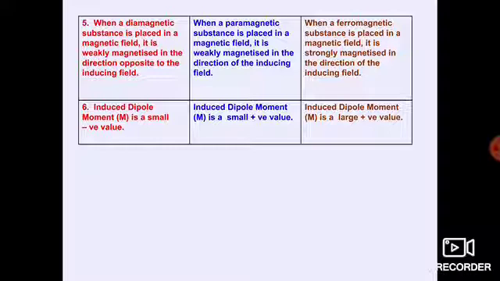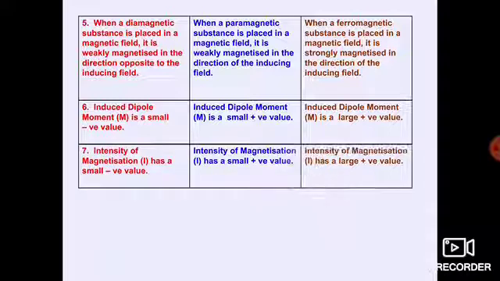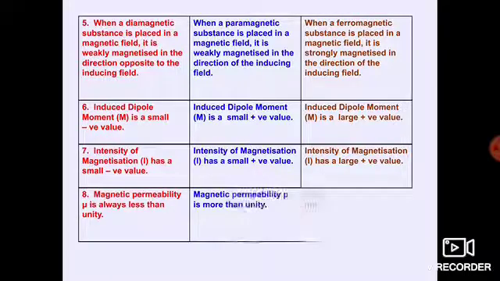Now induced dipole moment is small, it has a negative value. Induced dipole moment M is small but it has a positive value. Induced dipole moment is very large and it has a positive value. Intensity of magnetization I has a very small value and it is negative also. Intensity of magnetization has a small positive value. Intensity of magnetization has a large positive value.